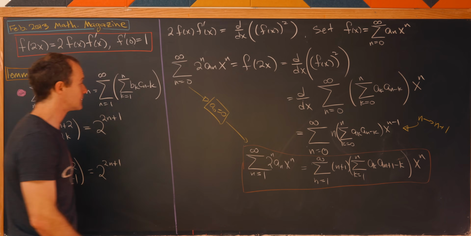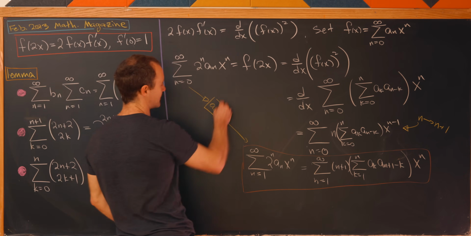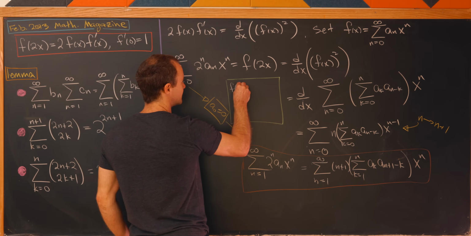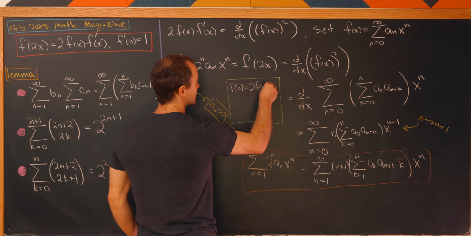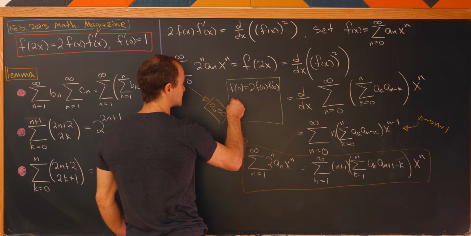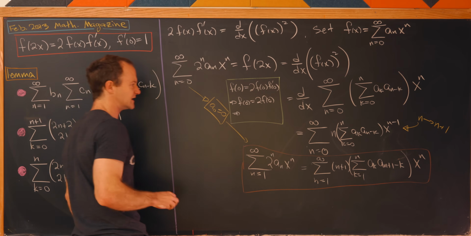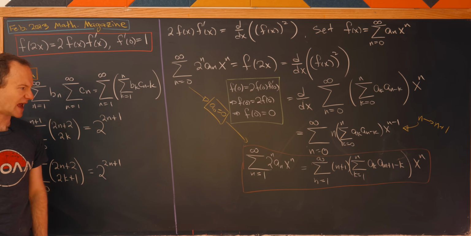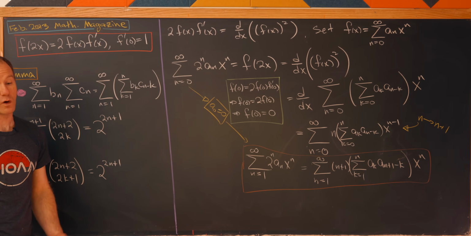And how do we know that? Well, let's plug x equals 0 into the functional equation and see what happens. I guess I should say the functional differential equation. So that'll give us f of 0 equals 2 times f of 0 times f prime of 0. But f prime of 0 is 1. That leaves us with the equation f of 0 equals 2f of 0. But the only number that is twice itself is 0. So we have f of 0 is 0. But f of 0 is a sub 0 in this case. So that means that we could have started this at n equals 1 in the first place.